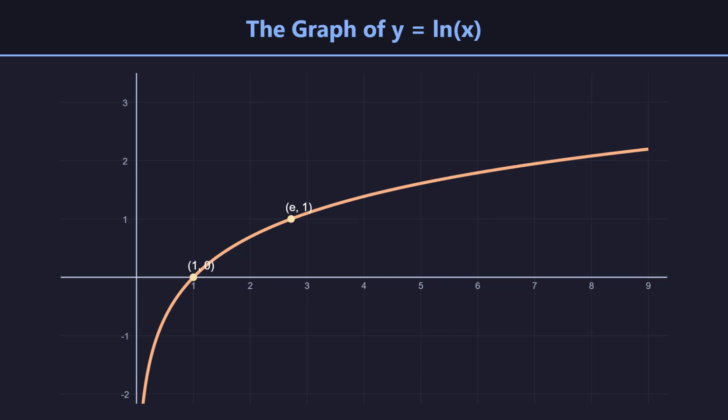Let's look at the graph of the natural logarithm function. Notice that the curve passes through the point (1, 0). This is because the natural log of 1 is 0. As x gets closer to 0, the function drops down towards negative infinity. Also, notice it passes through the point (e, 1), because the natural log of e is 1.